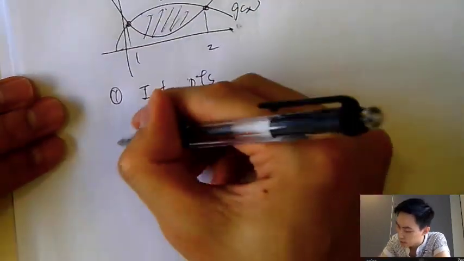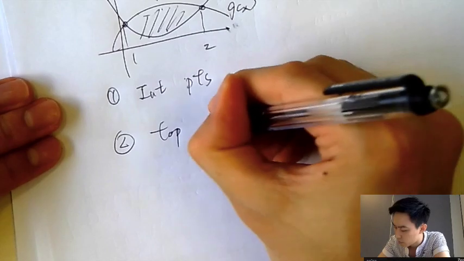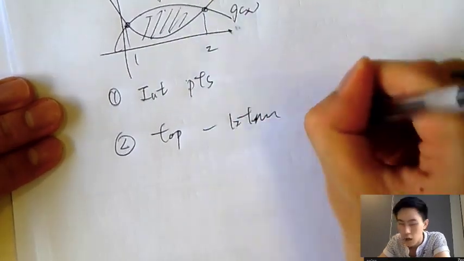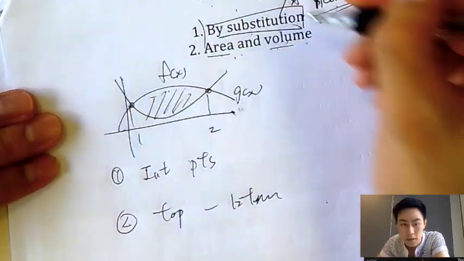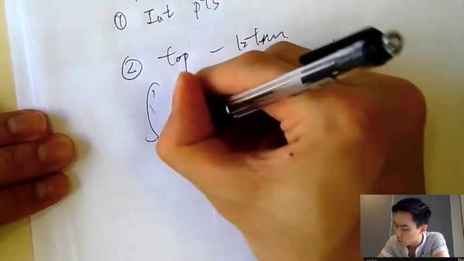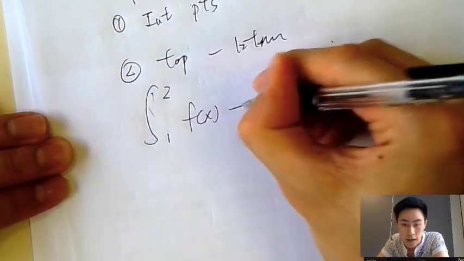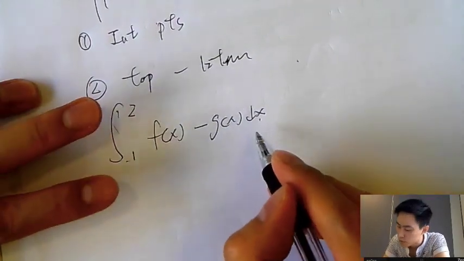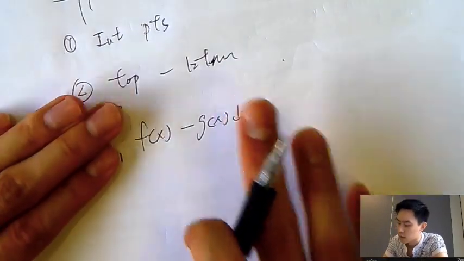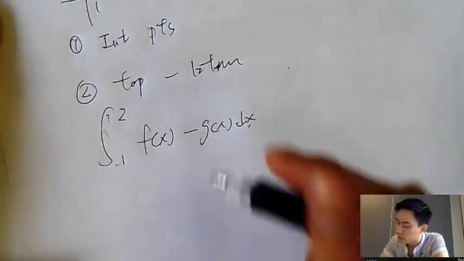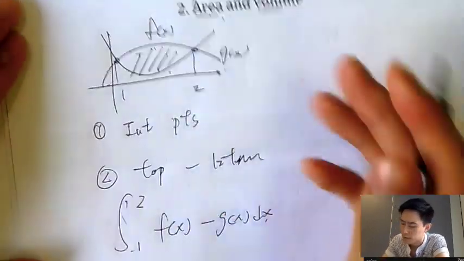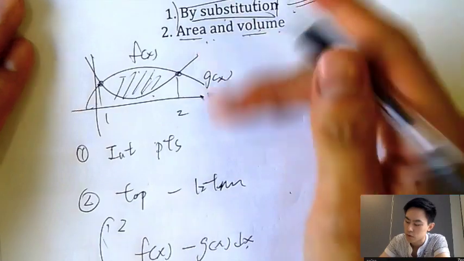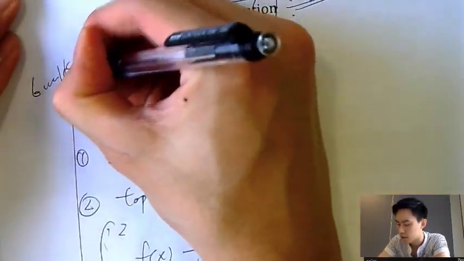And then the second step, top minus bottom. What is top minus bottom? It means the curve on top minus the bottom. So integration from 1 to 2 of f(x) minus g(x) dx. This is just the expression. After you integrate this, there's no dx anymore. So you need to know that it's top minus bottom. That's how you find the enclosed area. It's usually 6-mark questions, but this one is kind of easy.